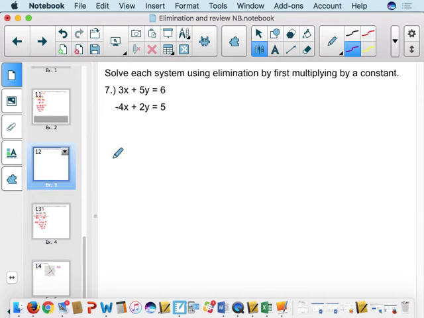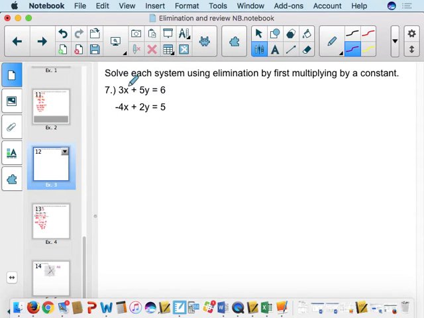So the question you ask yourself is, do you want to turn the x's into, and what would we pick? What's the smallest number that 3 and 4 both go into? 12. So we want to turn those both into 12s, or do you want to turn the y's into 10s? That's what most students will say. Well, I'm going to pick what's going to be the smallest numbers. We do need to make one of these negative, though, if we do that.